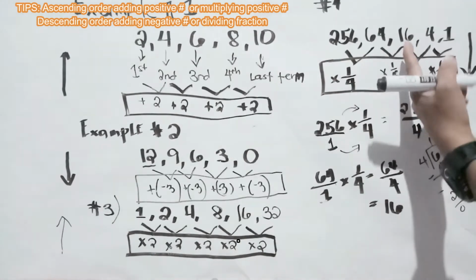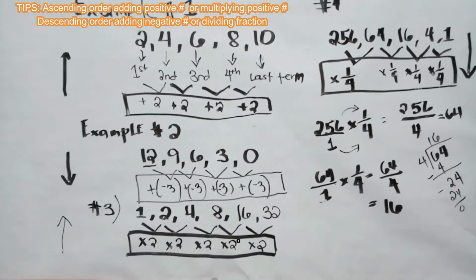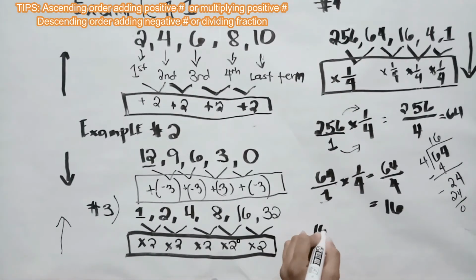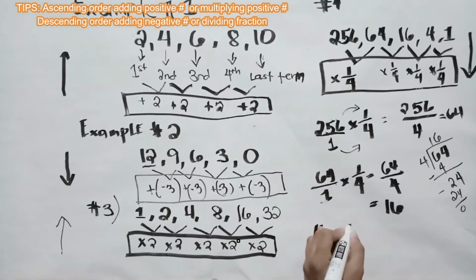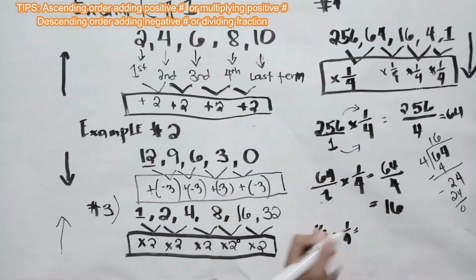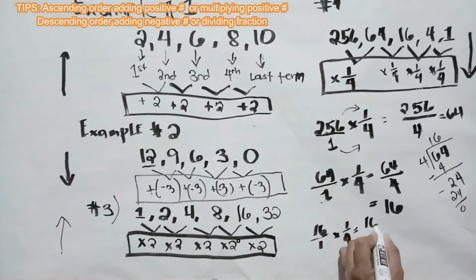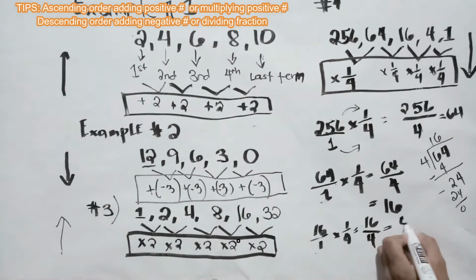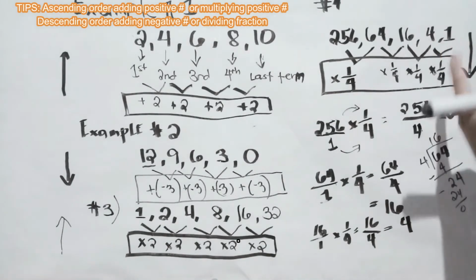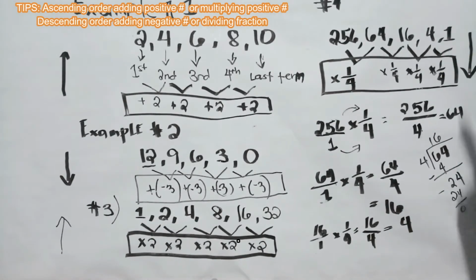Now, let's try 16 times 1/4. So, 16 over 1 times 1/4 is equal to 16 times 1, 16. 1 times 4 is equal to 4. Then 16 divided by 4 is equal to 4. And 4 times 1/4 is equal to 1.